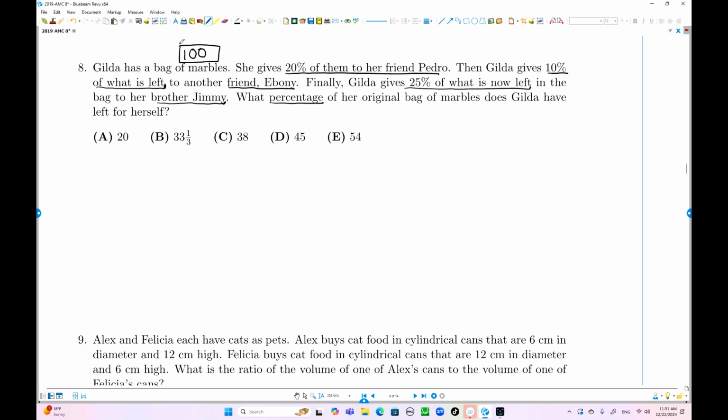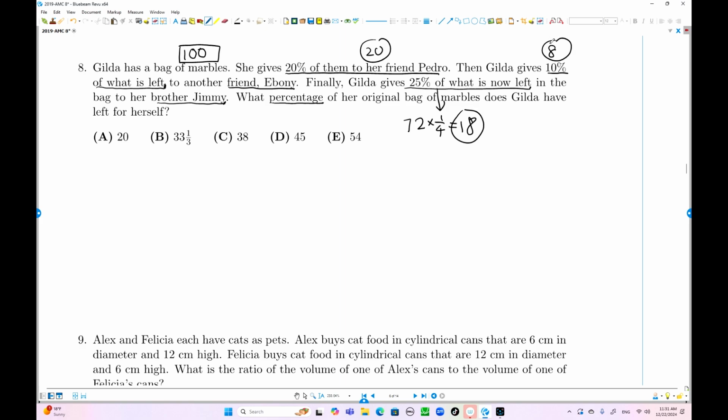Very powerful skills. So 20 is what, 20. How many left? 80 left. 80 times 10% is 8. Okay? So total is 28, 72 left. 25% of 72 is what? Times 1/4 is 18. Right?